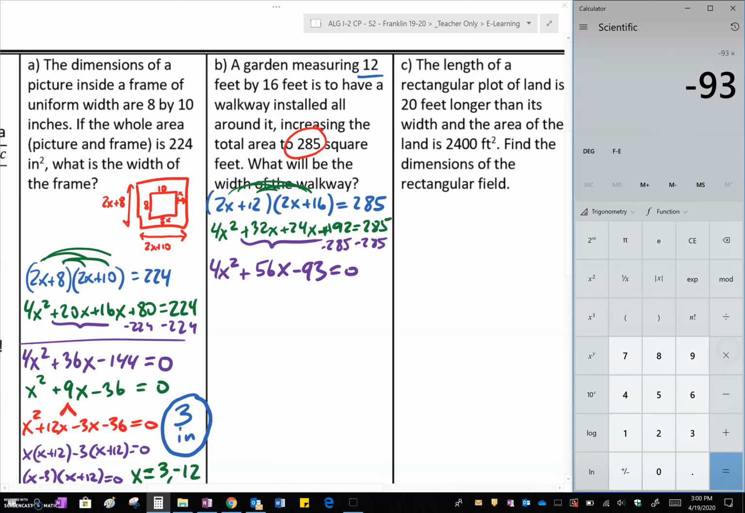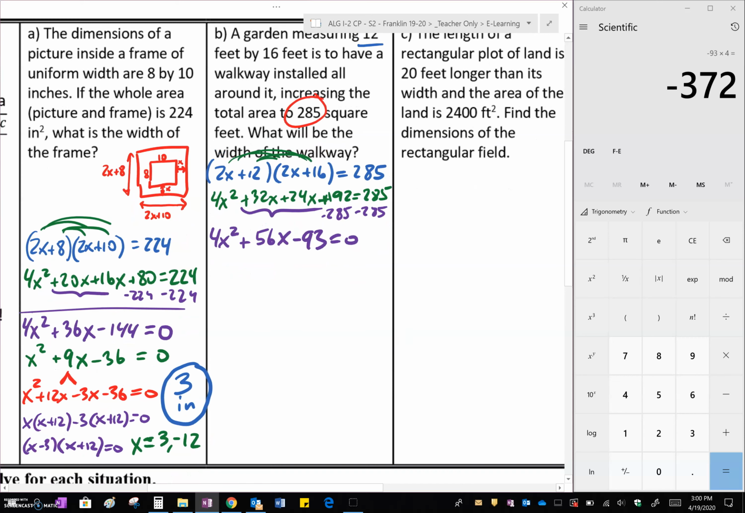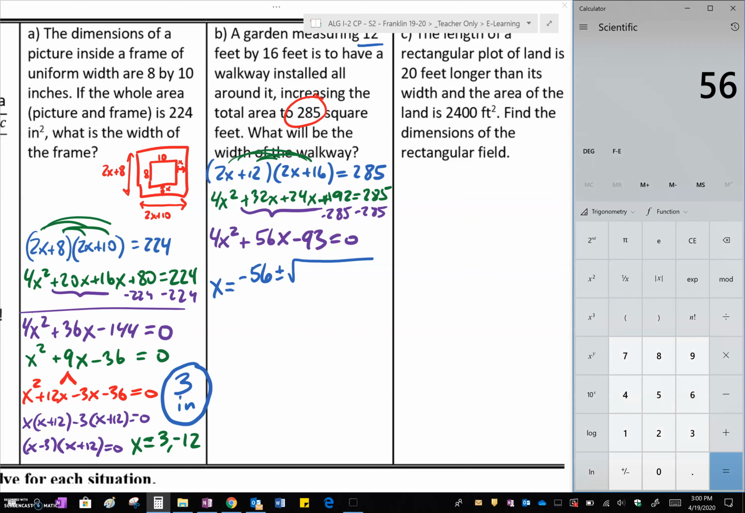93 times 4. So two numbers that multiply to negative 372 and add to 56. I don't really want to do that because I think it'll take too long. So let's just use the quadratic formula, which with bigger numbers is a little harder to do space-wise, but it'll be a little faster. So x equals the opposite of b plus and minus the square root of b squared. So 56 squared, plus the calculator does everything for us.